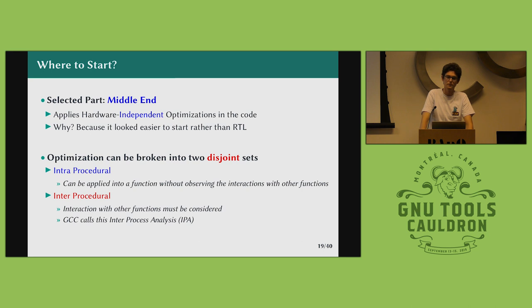Since we are starting with optimization, we can break the optimization set into two disjoint sets, where intra-procedural passes can be applied to a function without observing the interaction with other functions. Therefore, we can run these optimizations in parallel with each other.